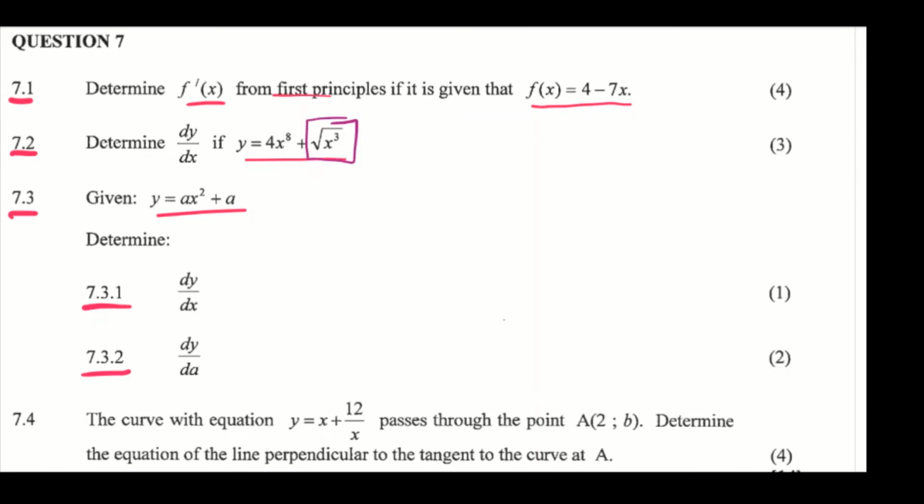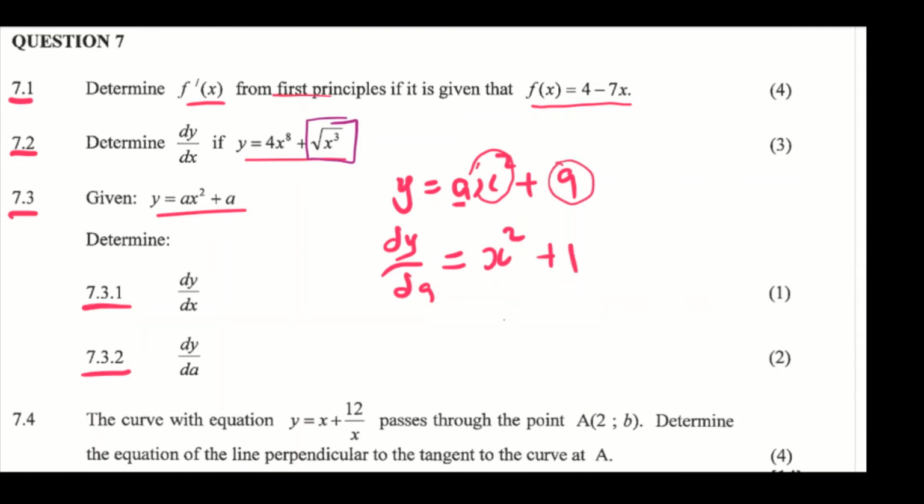So 7.3.2, we are asked to derive. Let me just write the equation. So it's y is equals to ax squared plus a, right? So deriving y with respect to a. When you derive this a here, this x squared will remain, and then deriving a, it's going to be plus 1, right? So this would be our final answer for this problem here.